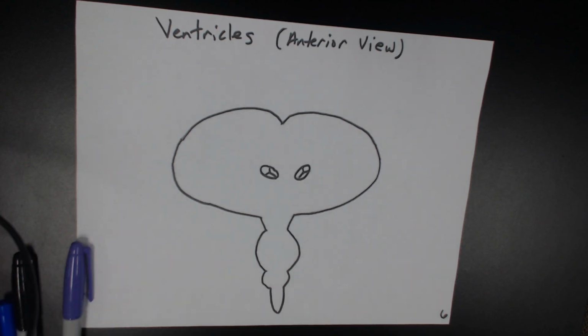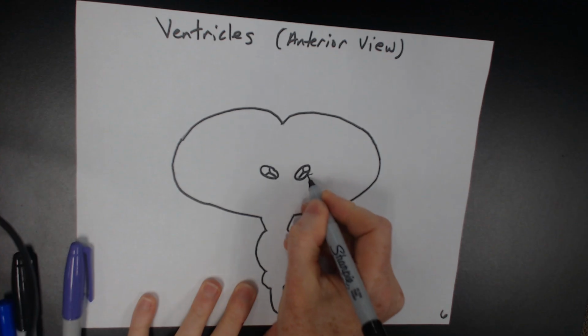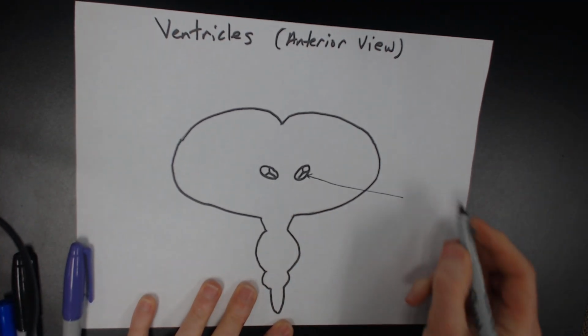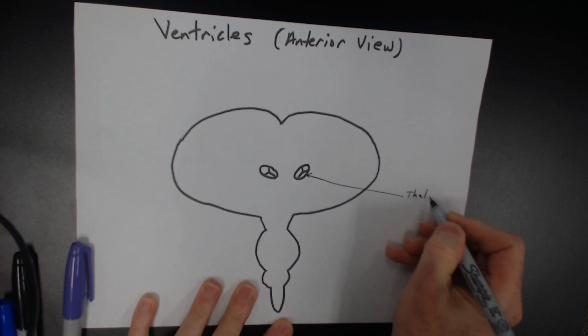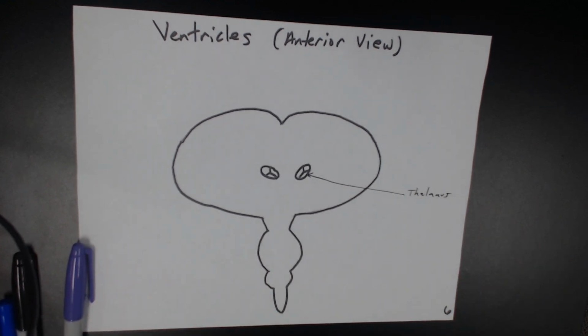So you'll see these a bunch. This right here is my representation. This is one thalamus. Together they're thalami. So this is your thalamus. Important nucleus for sensory relay.